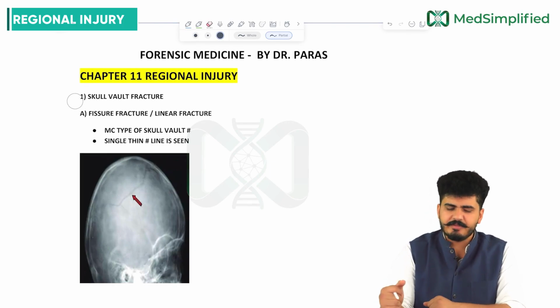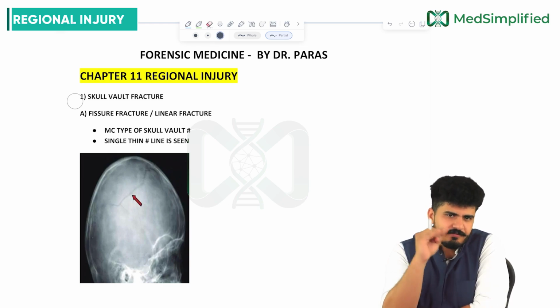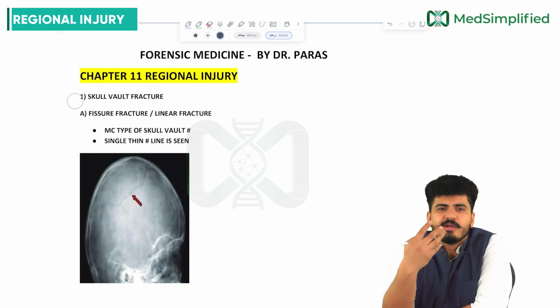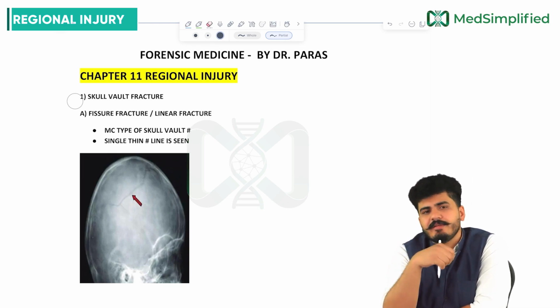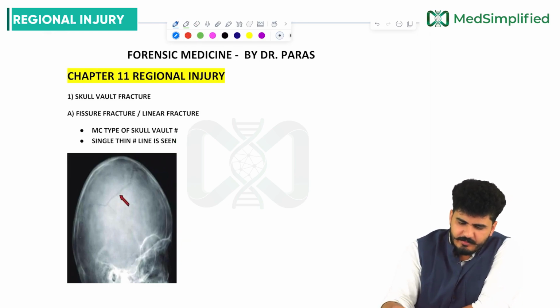In chapter number 11, the first thing we are going to talk about is skull vault fractures: the different fractures, how to identify them, what the clinical relation is, and everything. So skull vault fracture, number one topic.